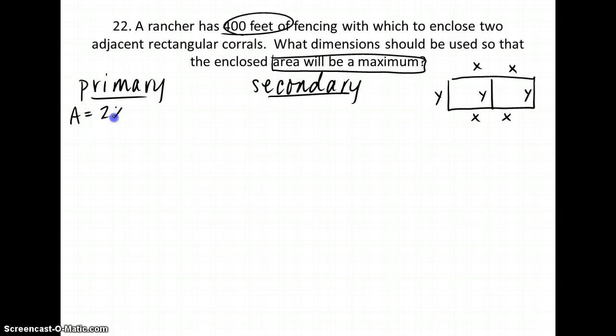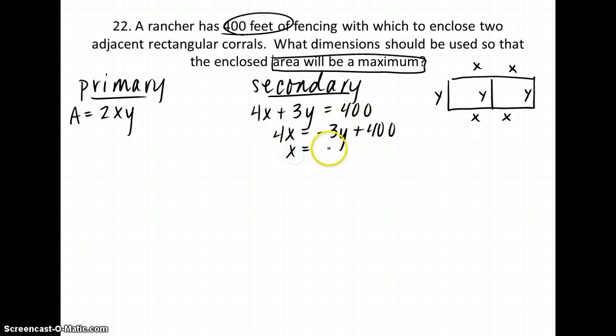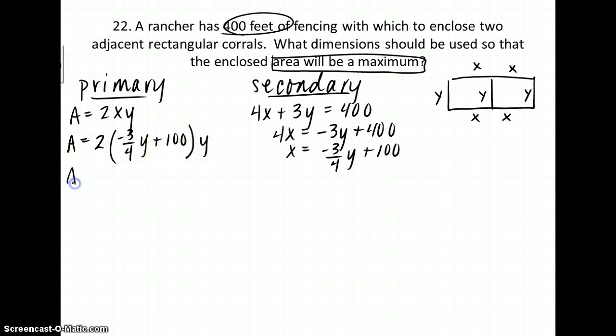So there's 2 rectangular pens that we are enclosing. So 2xy is the area that we're looking to maximize. 400 feet of fencing, that would be the value for the perimeter. 4x plus 3y equals 400. Solving the secondary for one of the variables, and I found it useful to just divide each piece, making the substitution, and now distributing 2y inside.